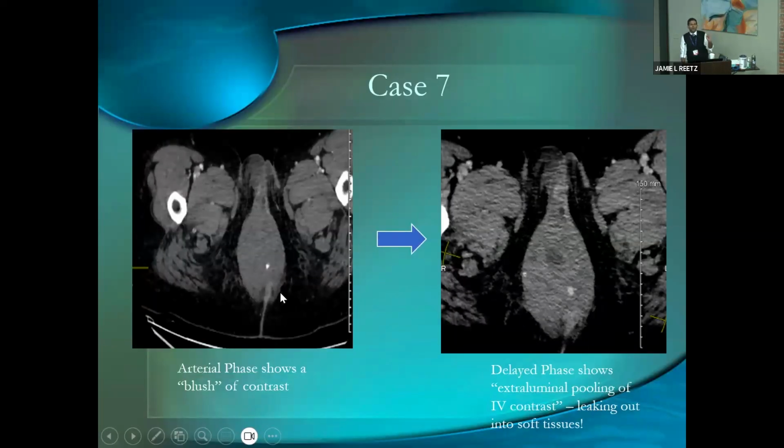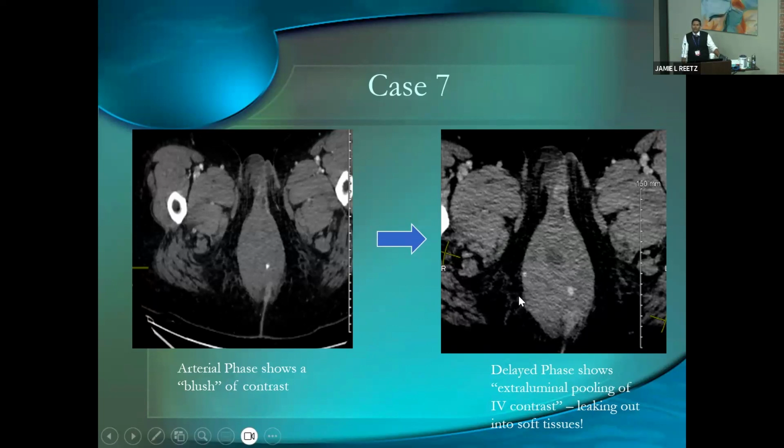It almost looks like a little wisp of contrast. And I say, hey, is that real or not real? So let's do a delayed phase. I do a delayed phase, and oh crap, now you see that the contrast has actually gotten bigger. There's more contrast there. Now I also start seeing contrast here, and I go, what is going on here?